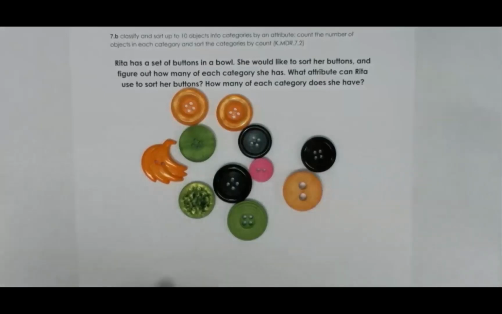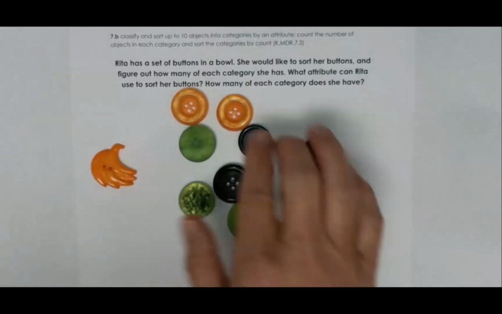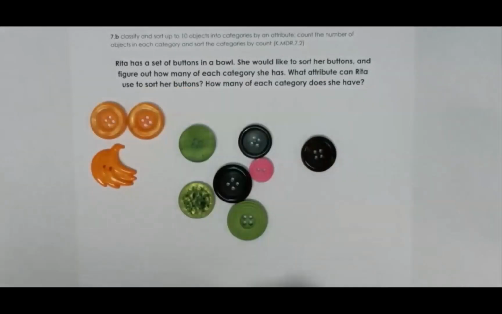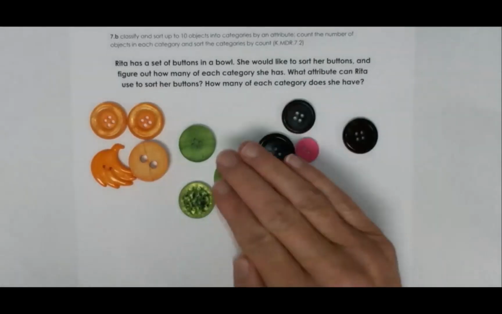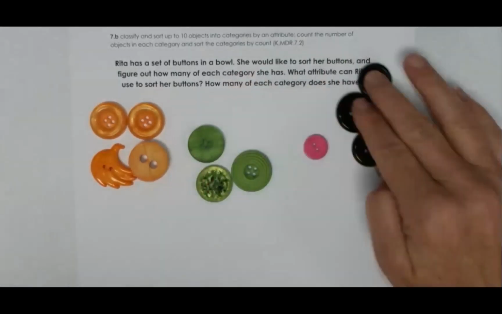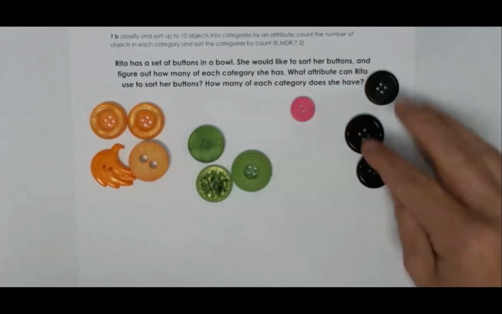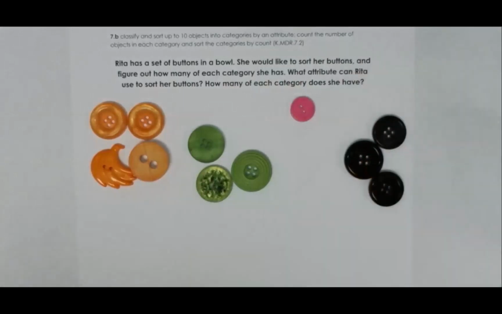So let me see. Since I have an orange one here, I'm going to move all my orange buttons over. I'm then going to take my green buttons. Here's my pink button. And then here are my black buttons. So I've sorted them by color. Color is the attribute I used. I want to count to see how many are in each category.